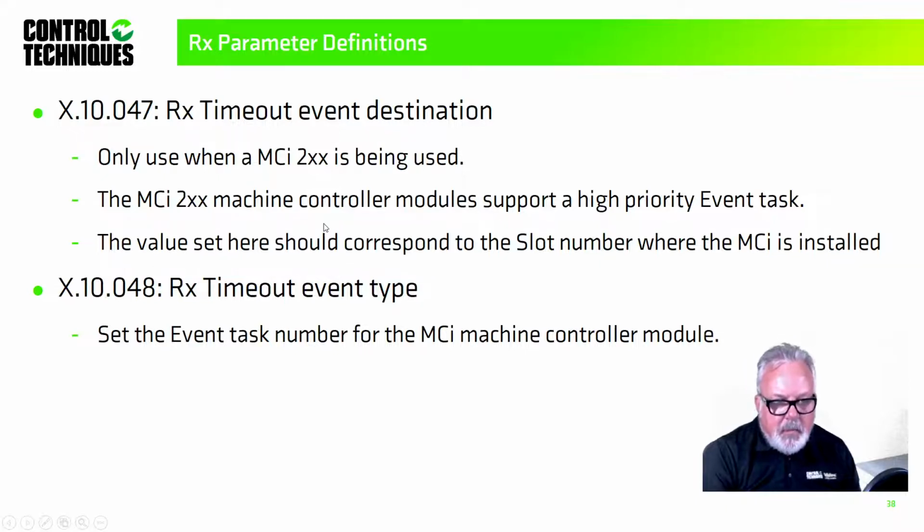So that's not applicable to what we're doing today, but know that that's an option. And then finally, the event type is the task number for the MCI control module, and there's 4 of them. So if I were using an MCI module, I could flag an event task when it's tripped, and the code in that event task would then maybe clear all the digital outputs, put the machine in a safe state. But again, we're on a base drive, that's not an option.